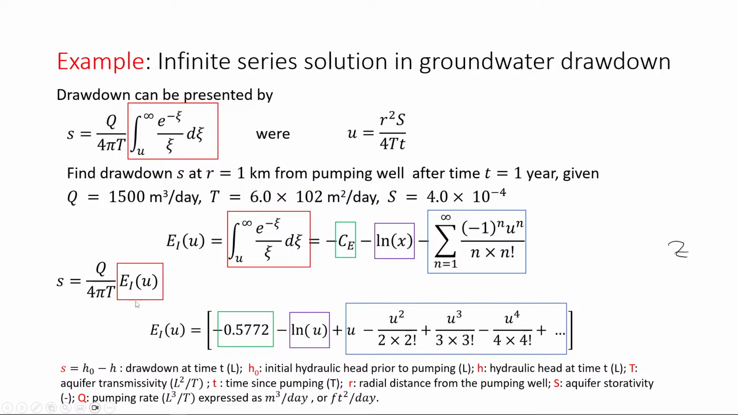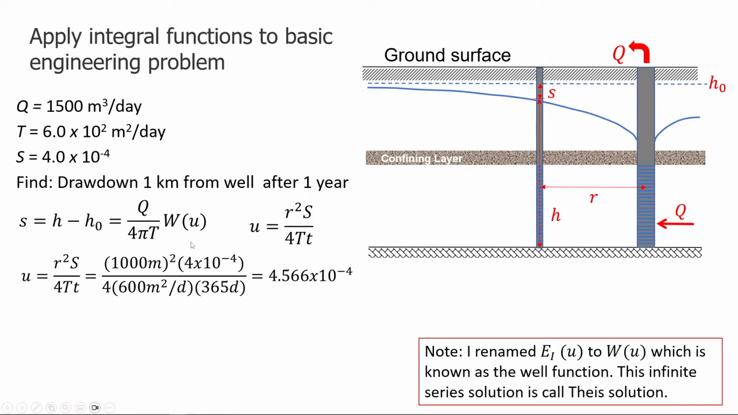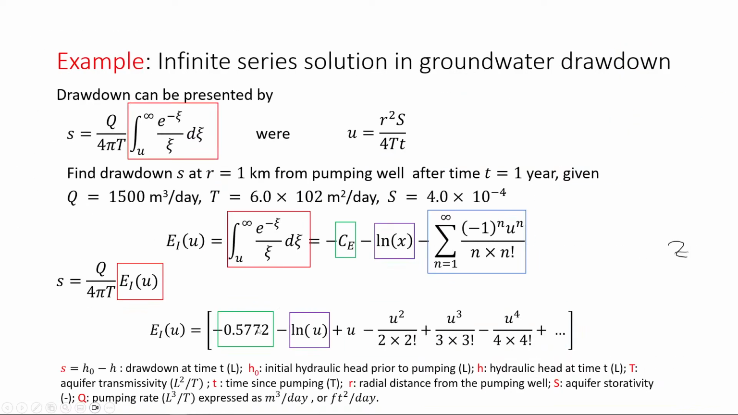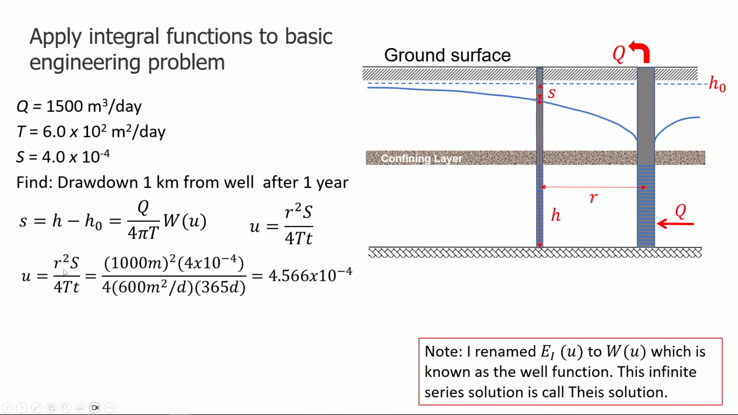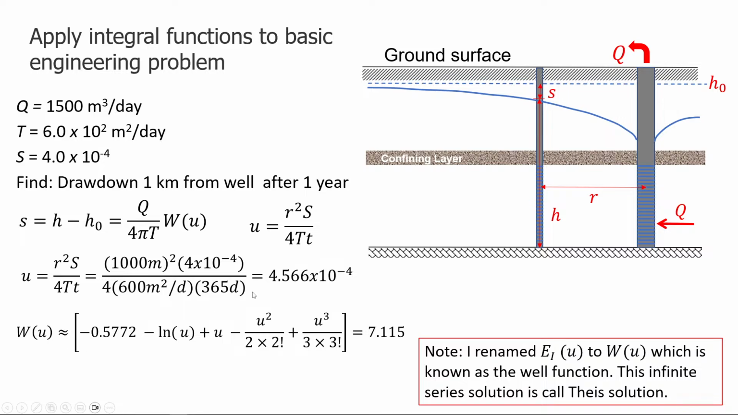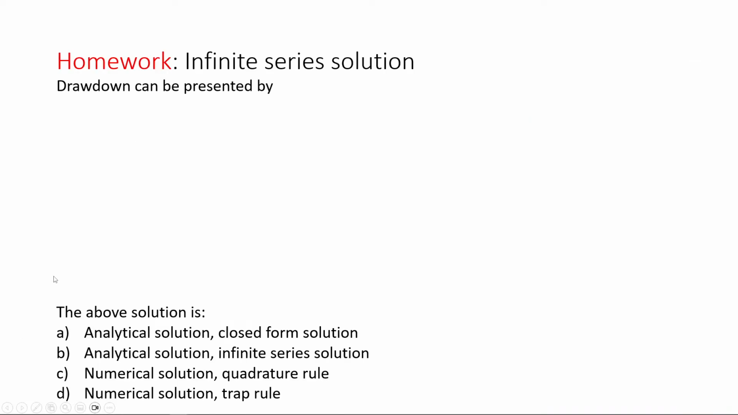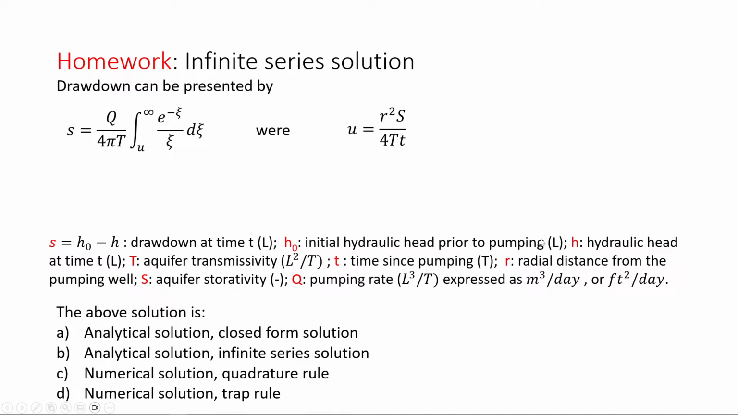In groundwater hydrology, we call this exponential function the well function, but it is the same. This is the same as this one. So what you can do is calculate the u, substitute this u here, substitute this here, substitute this here, then you get this one, and then you can calculate the drawdown function. So homework: the infinite series solution drawdown can be represented by this, where u is given like this, and here I'm explaining all these terms if you want to learn about it.